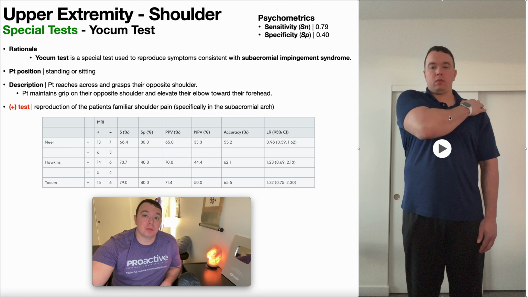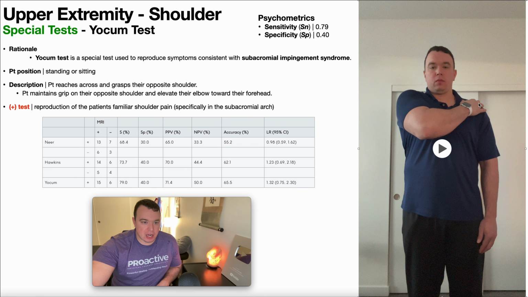So, to perform Yocum's test, the patient's going to be positioned either in standing or sitting. The patient's going to reach across with one shoulder and grasp their opposite or contralateral shoulder. So if you want to get really specific here, my arm here is in horizontal adduction or adduction, and then the elbow is flexed, and I'm holding on to my opposite shoulder.